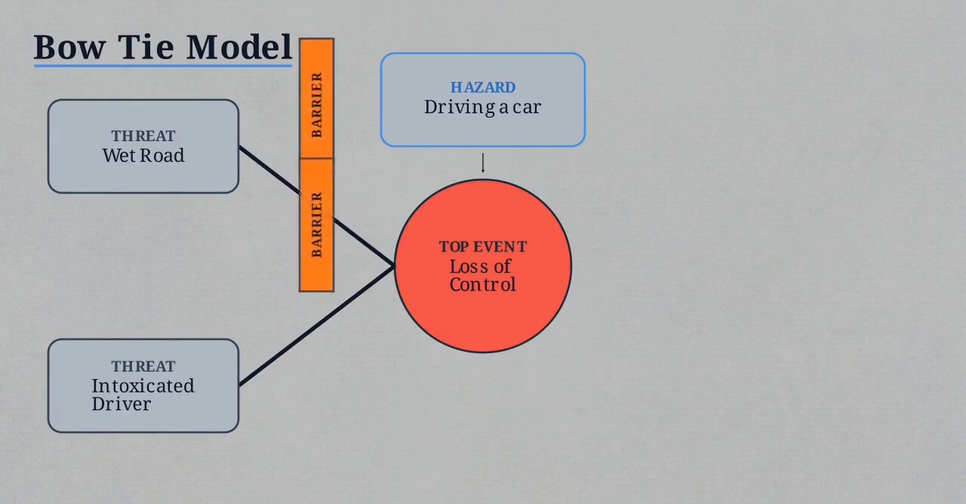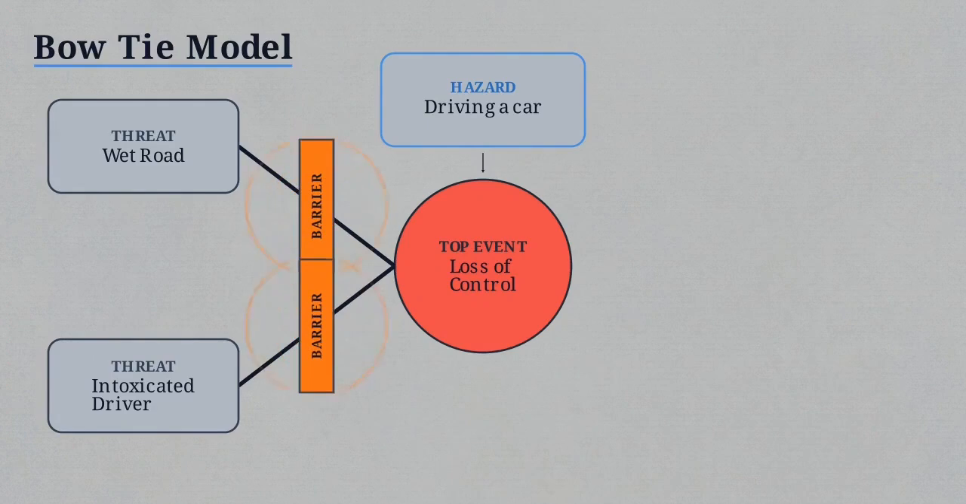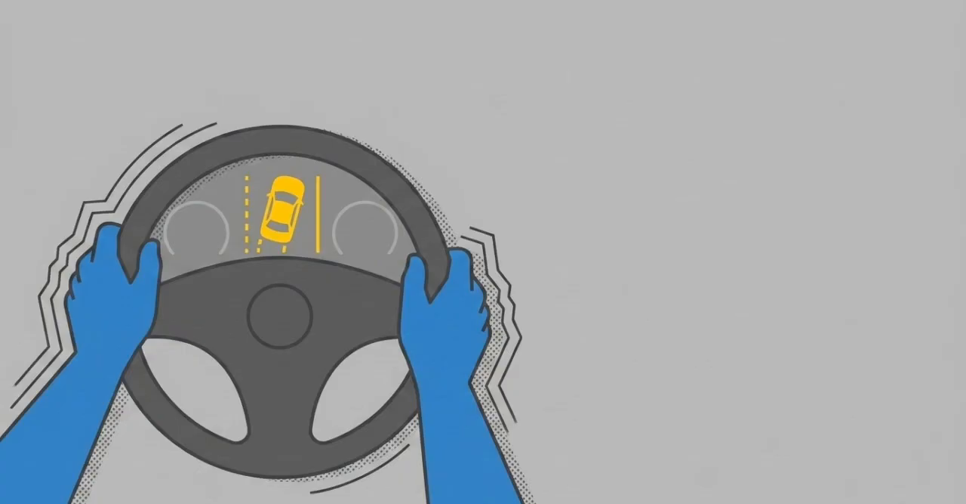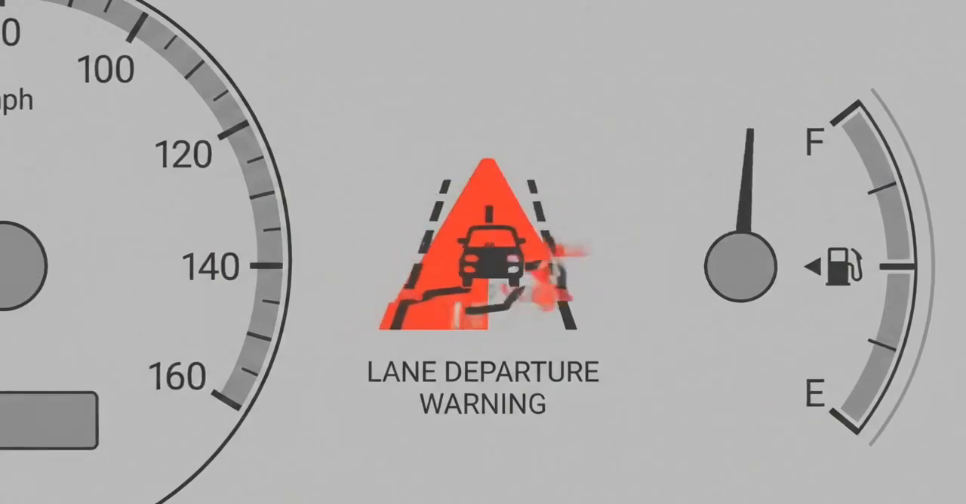To stop these threats, we build preventive barriers. These are the defense mechanisms that drop down directly in the path between the root cause and the top event. If the threat is a drunk driver, a breathalyzer ignition interlock acts as a barrier to stop the car from even starting. If the threat is driver fatigue, a lane departure warning system jolts them awake before they veer off the road.